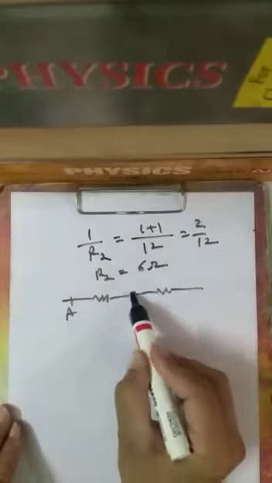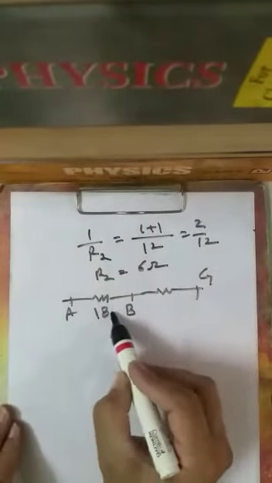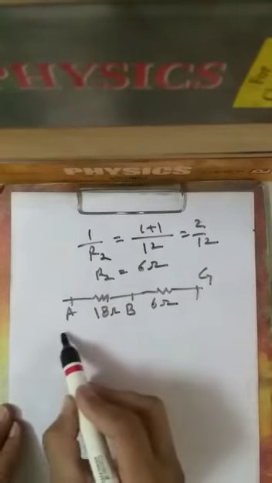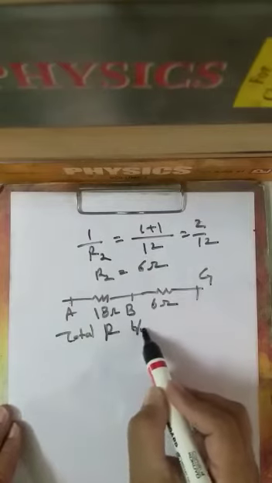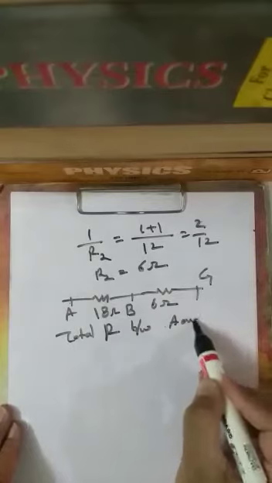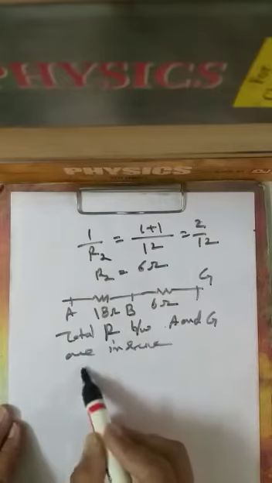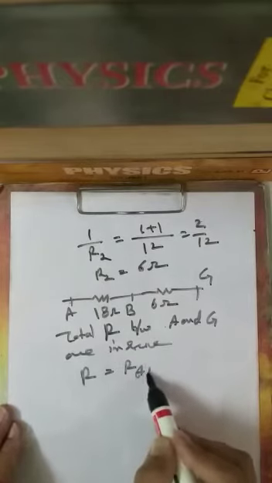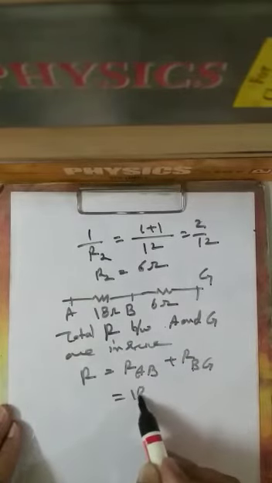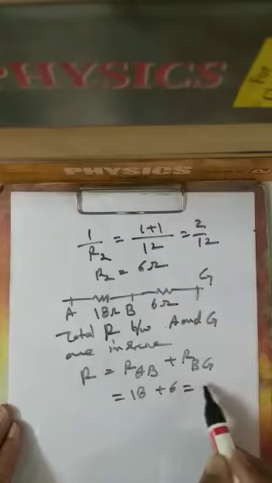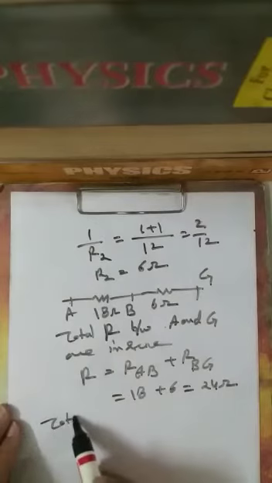This is A, this is B, this is G. This is 18 ohm, 6 ohm. Total resistance between A and G are in series. R is equal to resistance between AB plus resistance between BG is equal to 18 plus 6 is equal to 24 ohm. Now we calculate the total current.